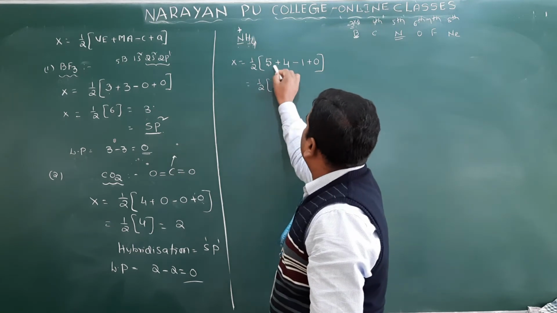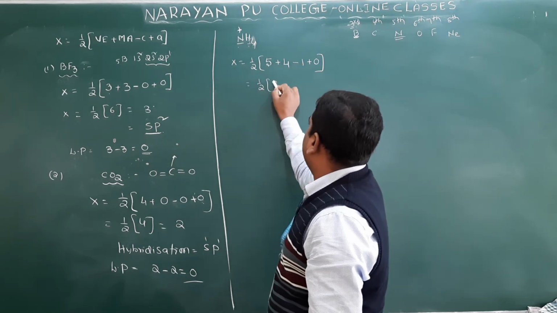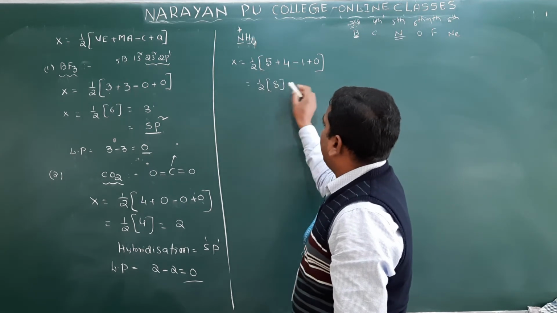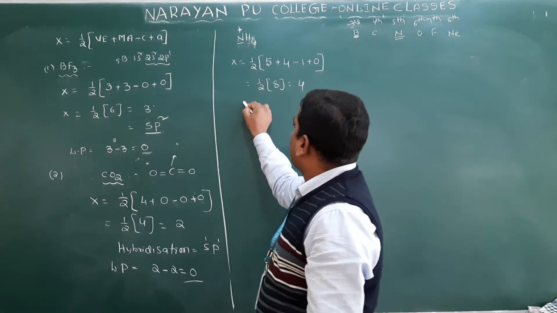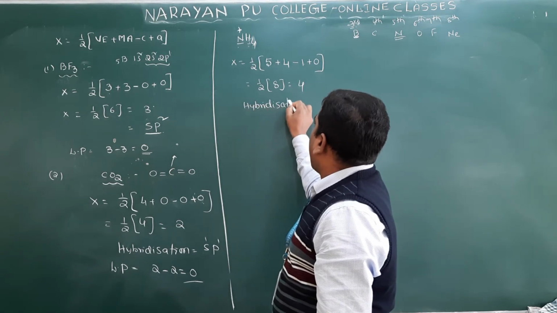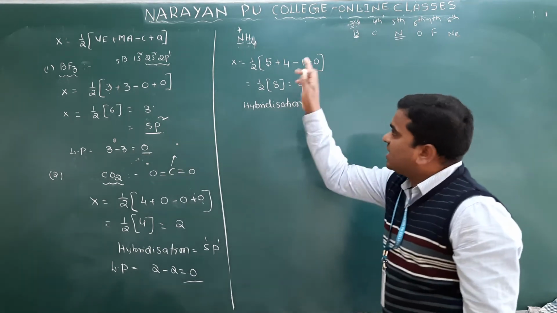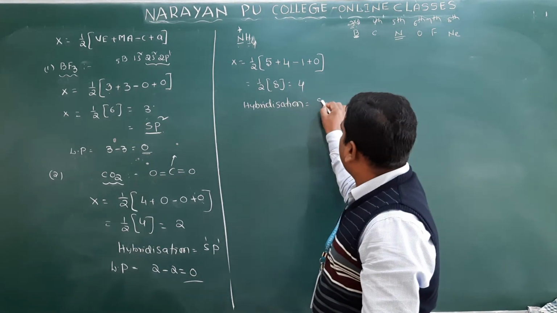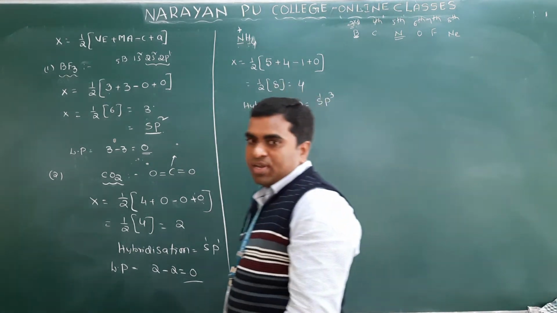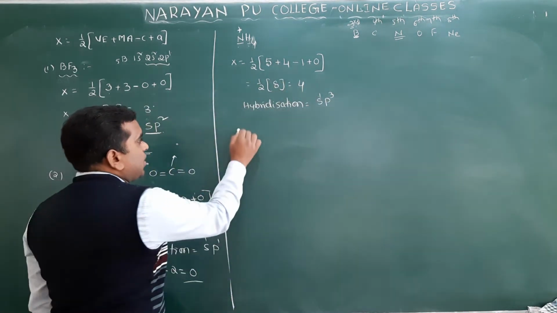5 plus 4 is 9, minus 1, 8. Half of 8, so what is it? 4. 4 means what is the hybridization of the central atom? sp3, because 3 plus 1 is 4. That is the hybridization. Is there any lone pair of electrons on the nitrogen atom?